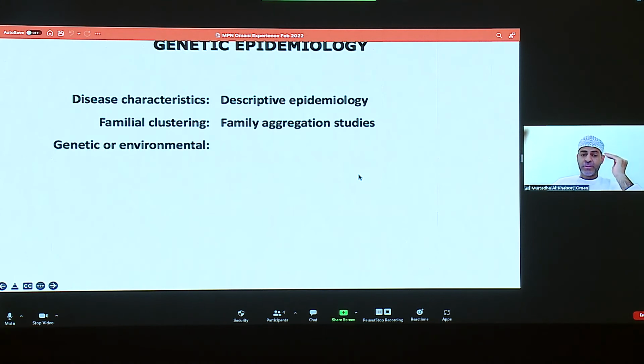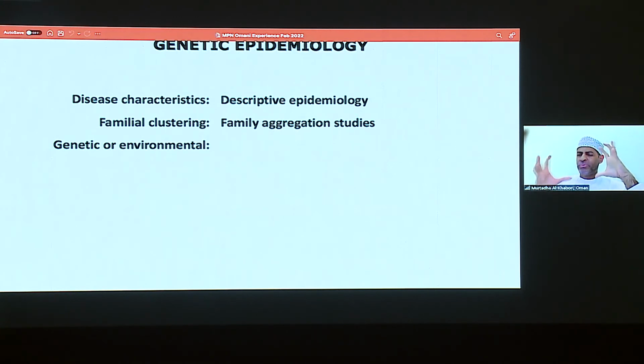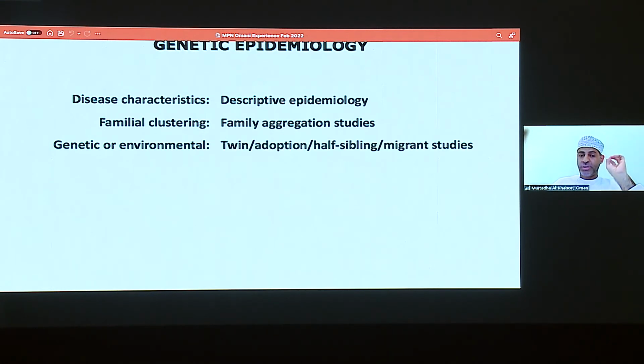The next step in genetic epidemiology is to ask whether this familial clustering is because of the environment, since families most of the time live together, or whether it is a genetic driver. To illustrate this, you will need specific designs: twin, adoption, half-sibling, and migrant studies that would tell you whether that relative risk is because of a genetic component or an environmental component. This is, again, definitely not done in our region, but may be done to some extent internationally.